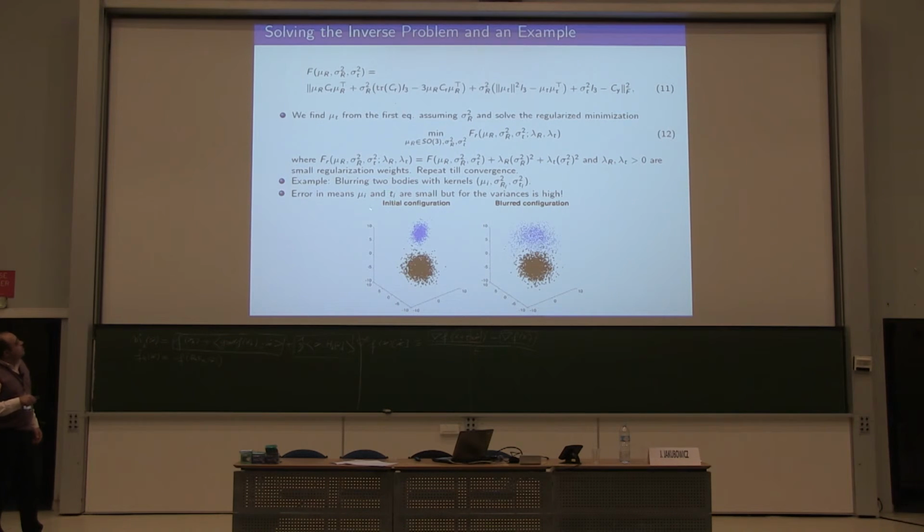And it turns out that the error for mu r and t, the means, will be pretty small, but the error for covariance becomes large. And that's something a little bit puzzling. We haven't found out why, but that's what we observe.